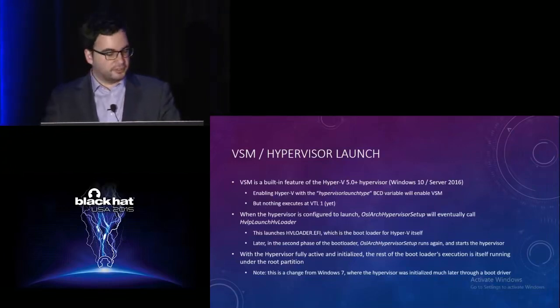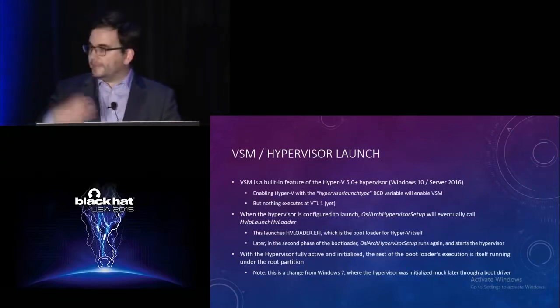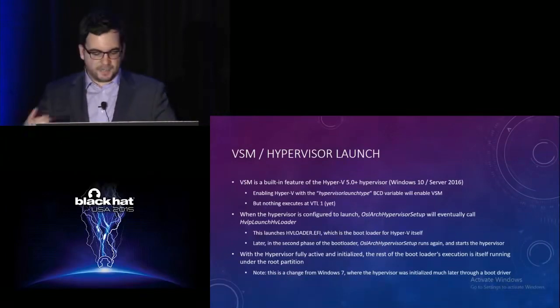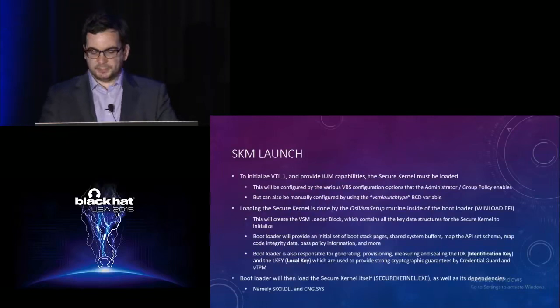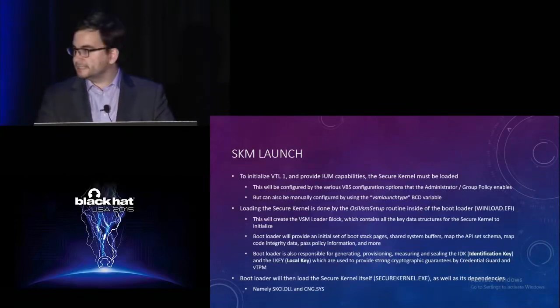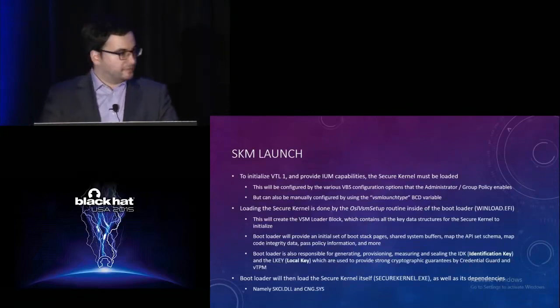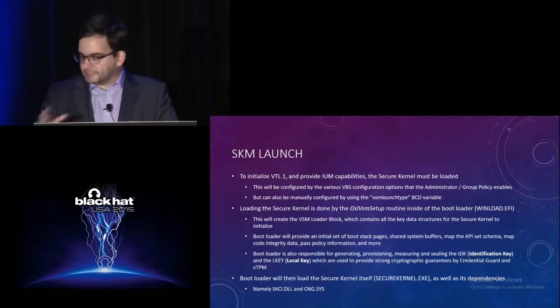The hypervisor loader then initializes the hypervisor, then we drop back down to the bootloader, and now the bootloader runs hypervised as well. Now the hypervised bootloader checks if VSM is turned on and enabled for IUM functionality, which is another BCD variable called VSM launch type. If it is, we're then going to load a secure kernel, which is securekernel.exe. Securekernel.exe imports skci.dll and cng.sys. We load those binaries up, we verify the signatures, and we also set up everything that's needed for this. Then we call the secure kernel.